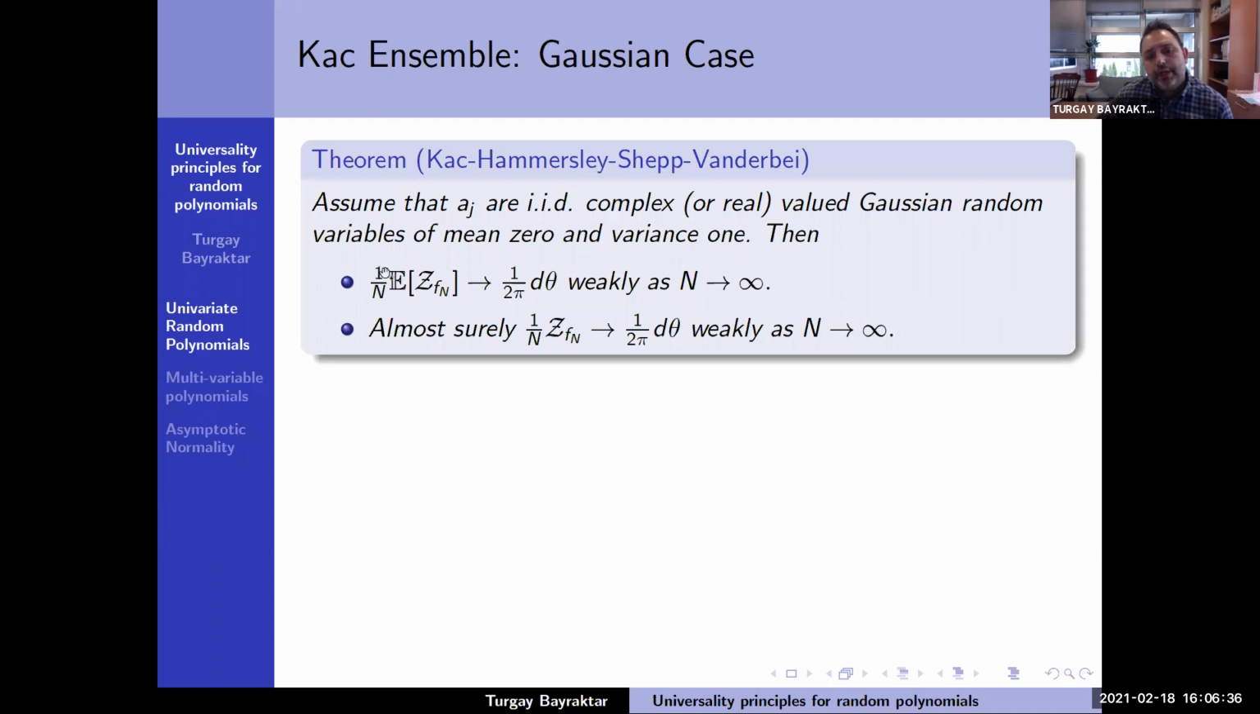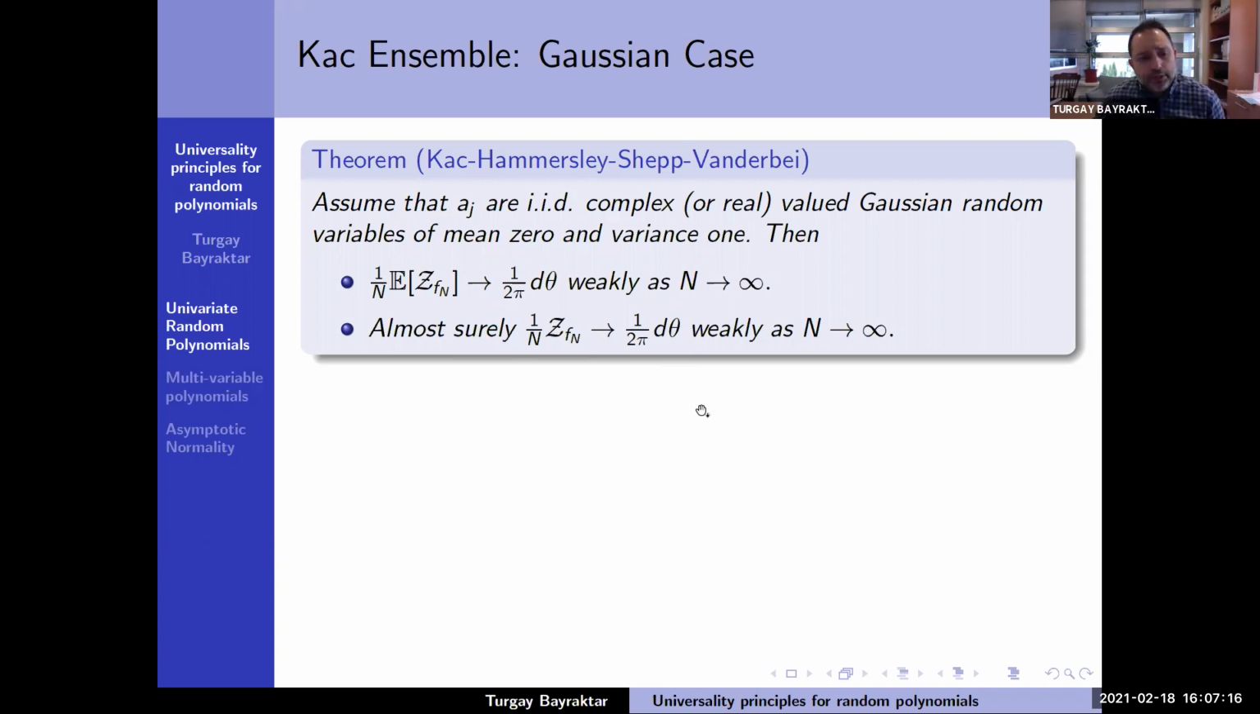Then the normalized expected zero measure is asymptotic to the normalized arc length measure on the unit circle as n goes to infinity. So this convergence is in the weak sense, in other words, in the sense of convergence of measures. And also almost surely the normalized zero measures supported on the zeros of random polynomials. So here almost surely means that for almost every sequence of random polynomials, this measure converges to the same normalized arc length measure on the unit circle as n goes to infinity.